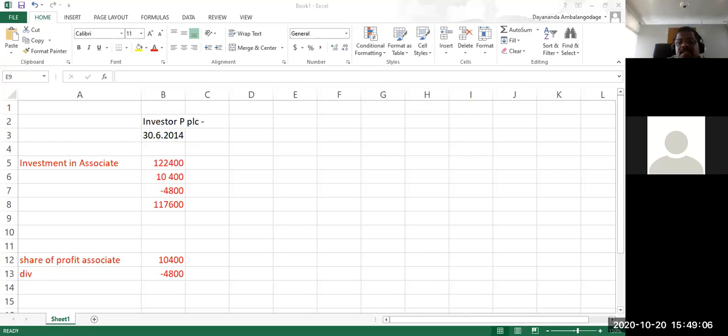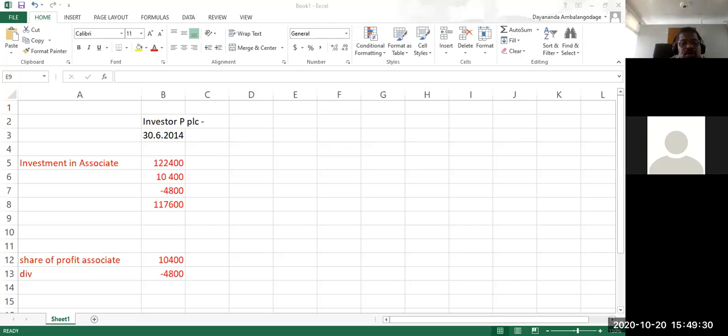Can you remember the 60,000 second year profit? And can you remember this 7,000? That is the second year depreciation. So you adjust for the second year depreciation. The adjusted profit is 53,000. The portion of profit is 40%.